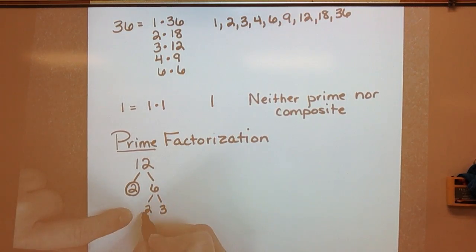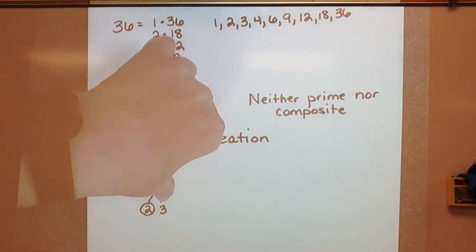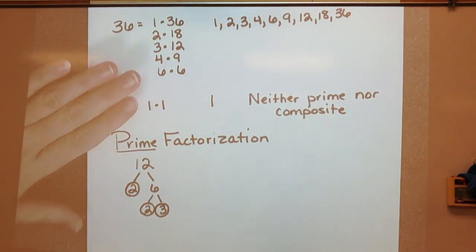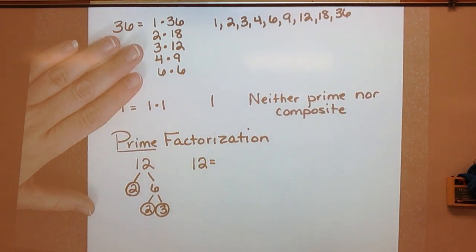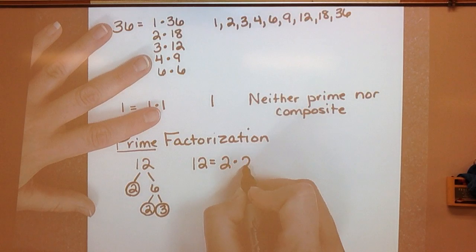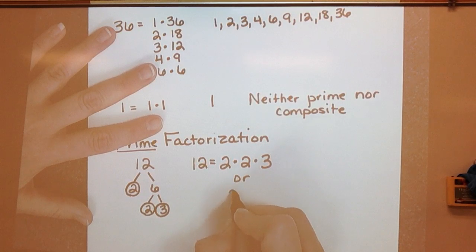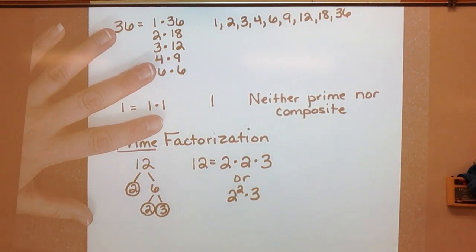We've already determined that 2 is prime, so I'm going to circle that. Now I got to look at 3. Is 3 prime? Well, 3 is only broken into 1 and 3. Nothing else goes into it, so 3 is prime. I am finished. I have nothing else that can be broken down. My tree ends. I am at all prime numbers. So I can say the prime factorization of 12 is 2 times 2 times 3, or 2 squared times 3.